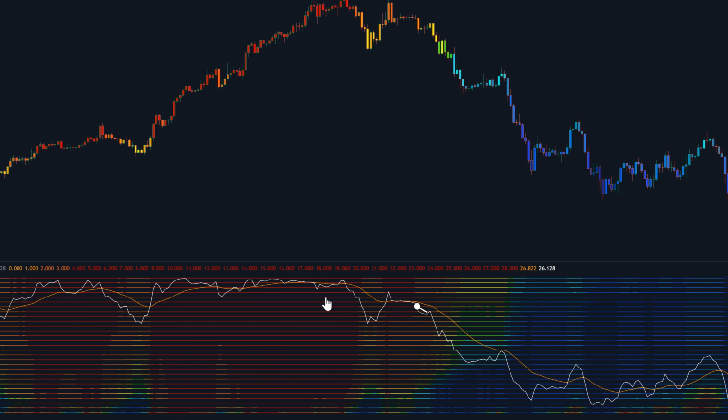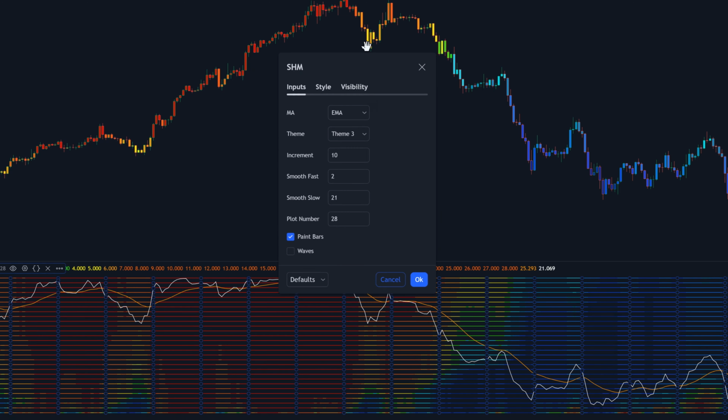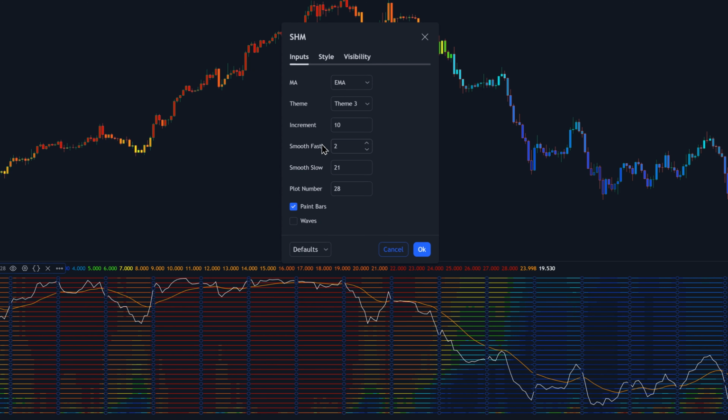Following closely, we have this line, called the slow oscillator line. This is a smooth version of the fast oscillator line used to identify longer-term trends in the market within the average price data. Now, to change the smoothing values for these two lines, you can access the settings of this indicator, and it's going to be these values right here. The smooth fast option is used to smooth out the fast oscillator line, and then this is going to be for the slow orange line.